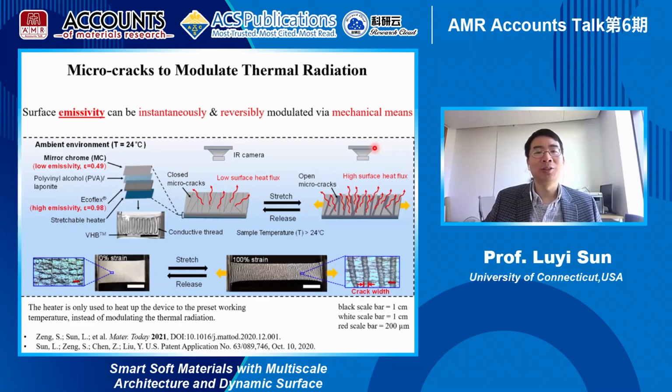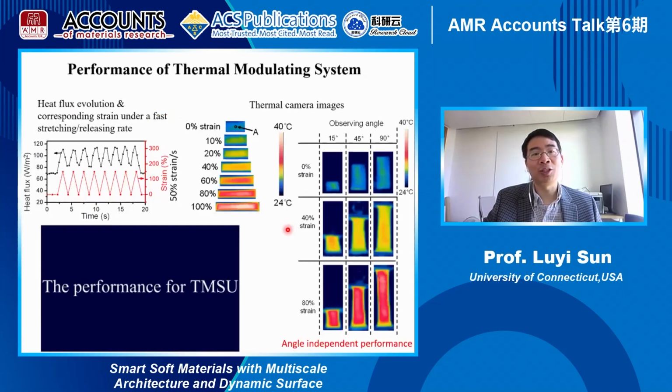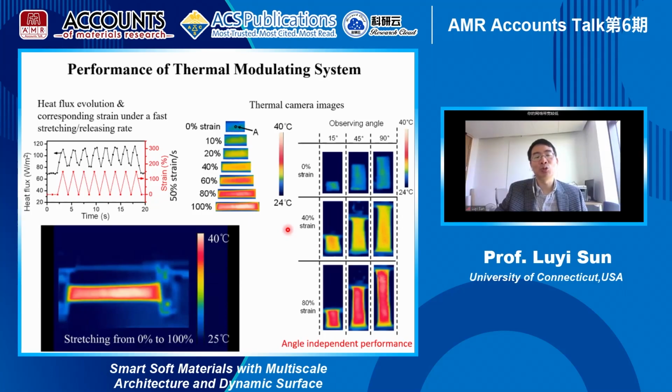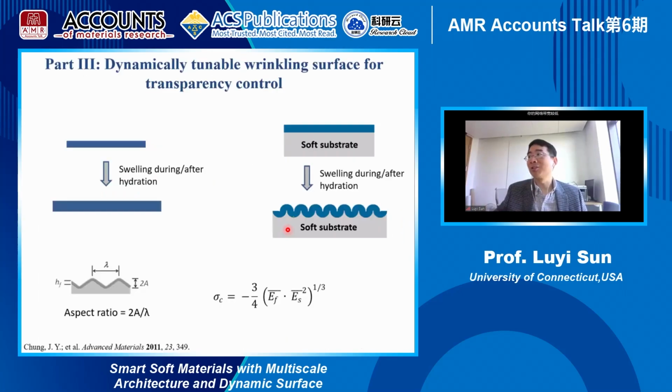So for example, if we do the thermal radiation, what we can generate is that through the opening of the cracks, we can generate temperature change, or I would say emissivity change, and then shown under the infrared camera, you can see the change of the color, basically change of the temperature because of the control of the thermal radiation. So now I will move to the second story.